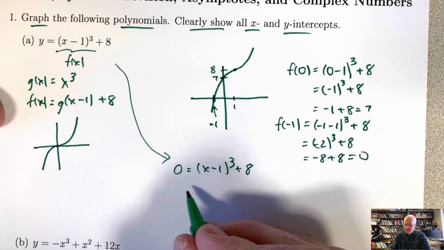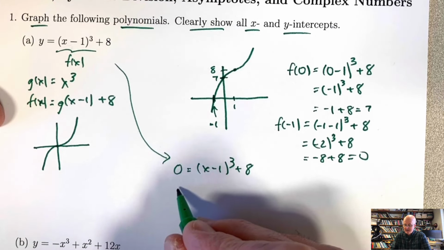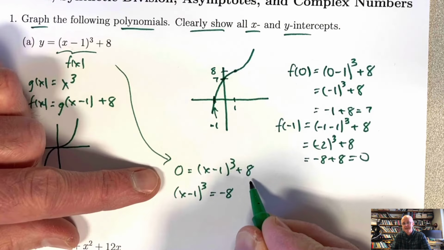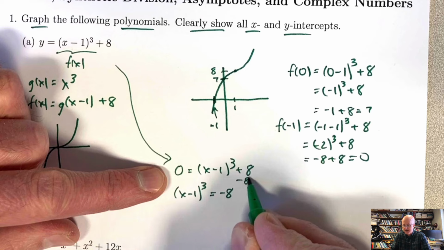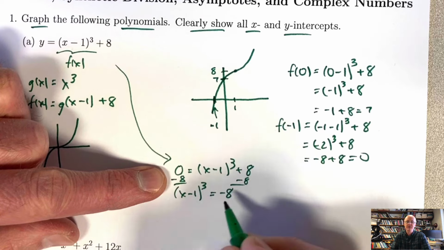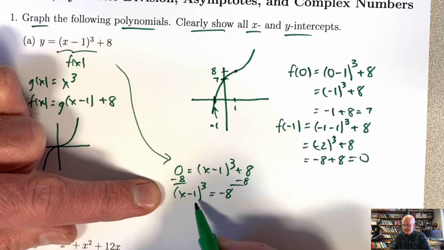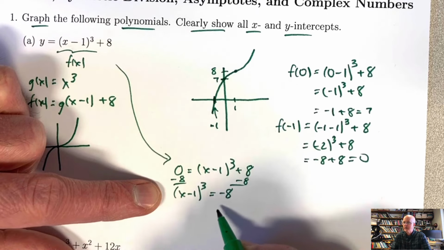However, a little bit of trickery allows you to rewrite this as (x minus 1) cubed equals negative 8. Essentially, I just subtracted 8 from both sides of this equation, and then I also switched sides. That's okay to do. Equality is symmetric. So (x minus 1) cubed equals negative 8.